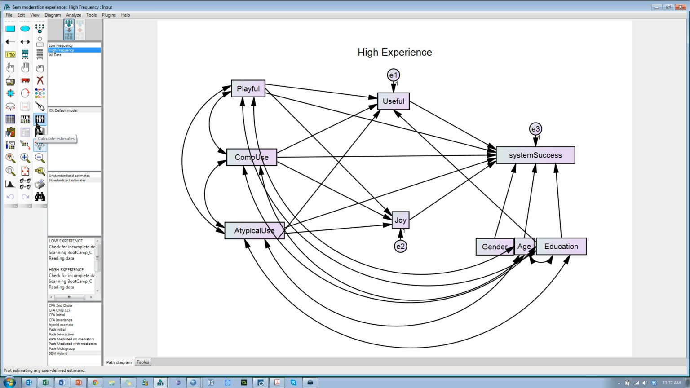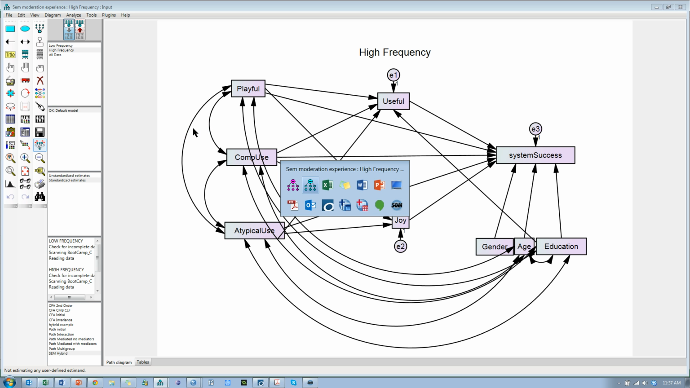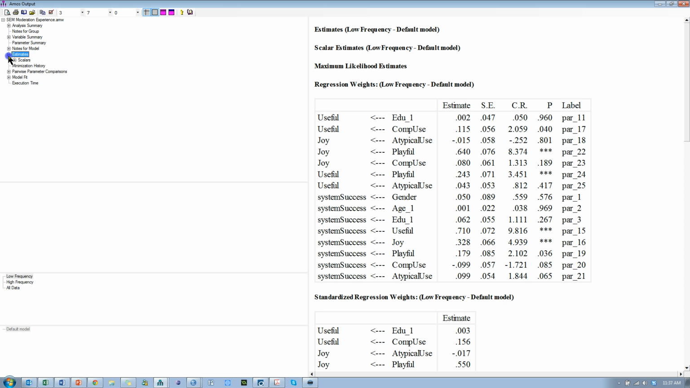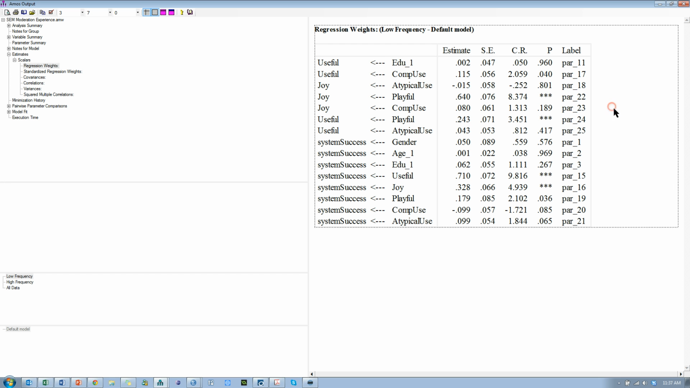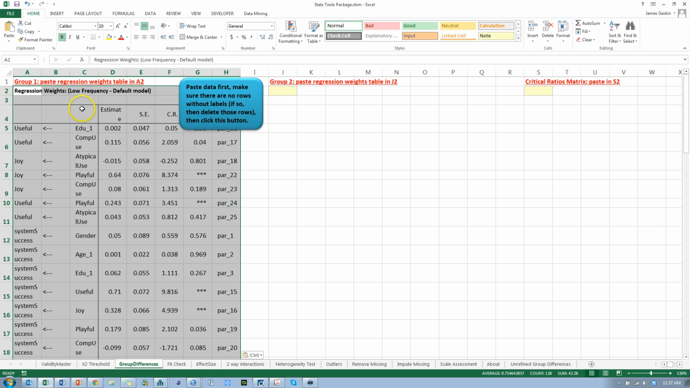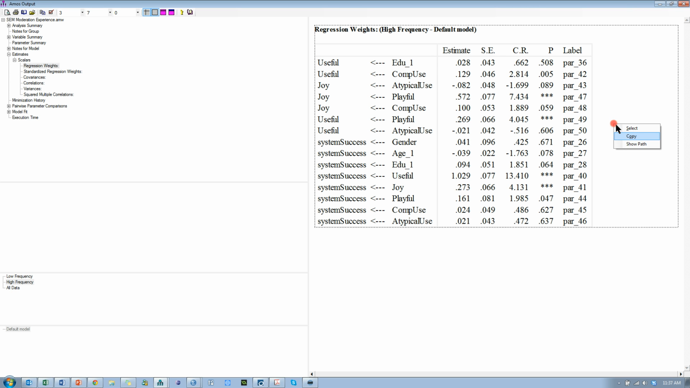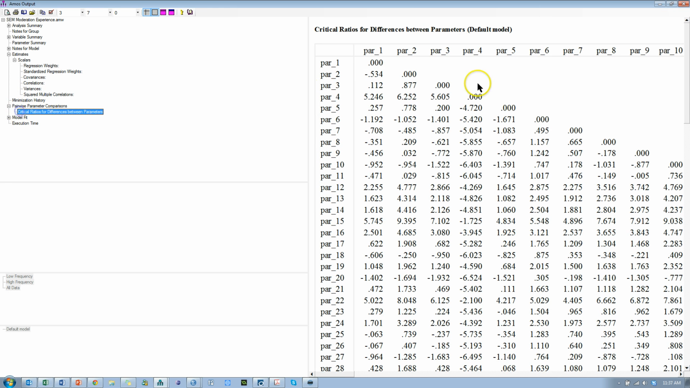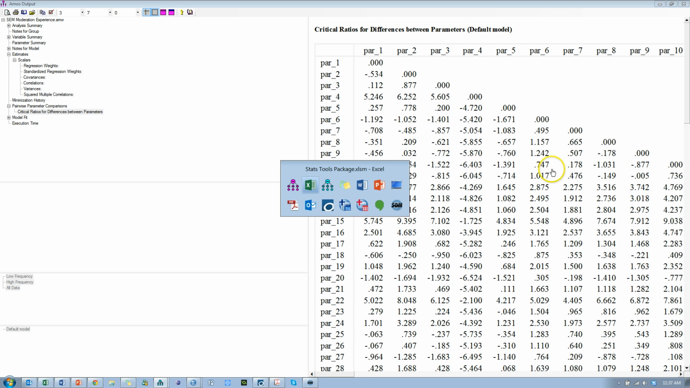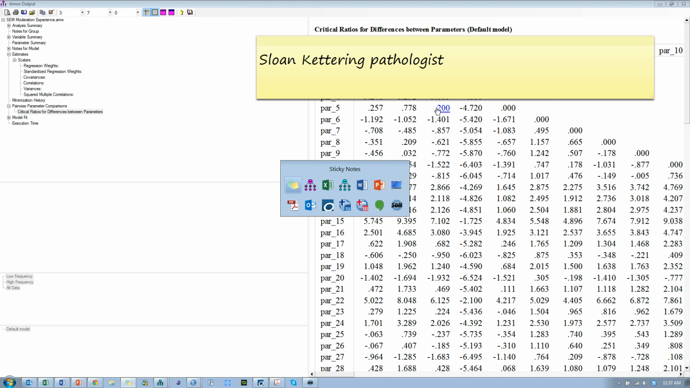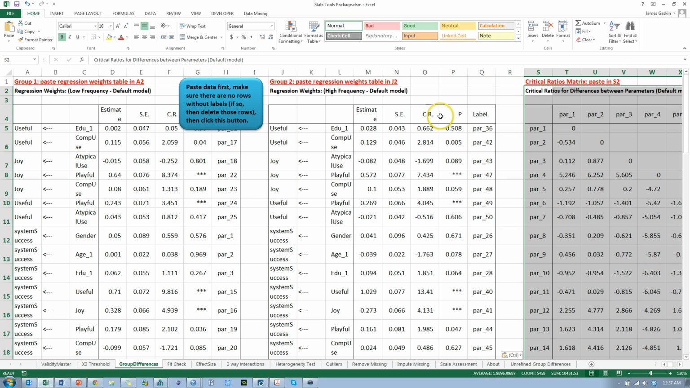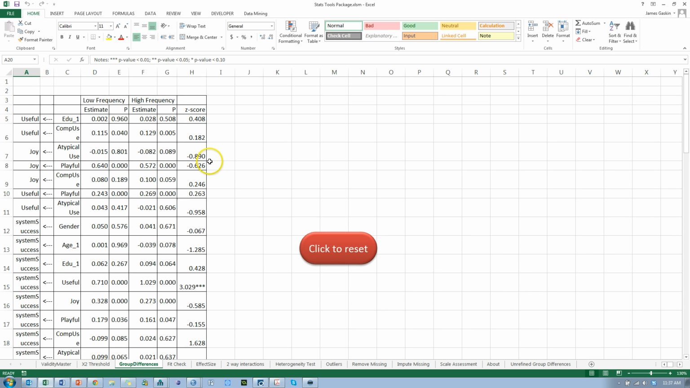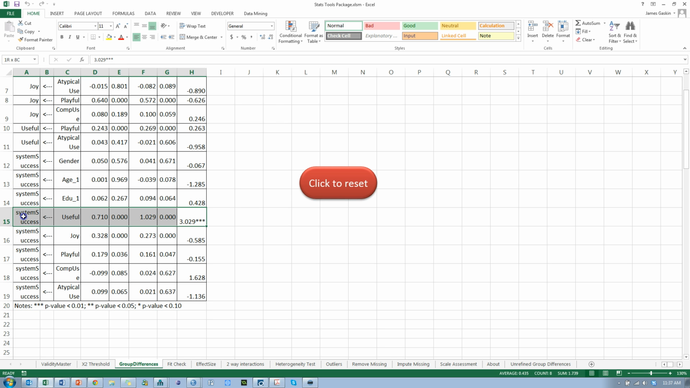So I'm going to run it. Hope we get something. And the output says estimates, scalars, regression weights. Copy this table. Paste. Go get it for the other group, high. Copy. Paste. Go get those pairwise parameter comparisons. Copy. Paste. And run. Please work. Oh yeah, we have a significant difference. Just one, and it's one of the ones we theorized about.